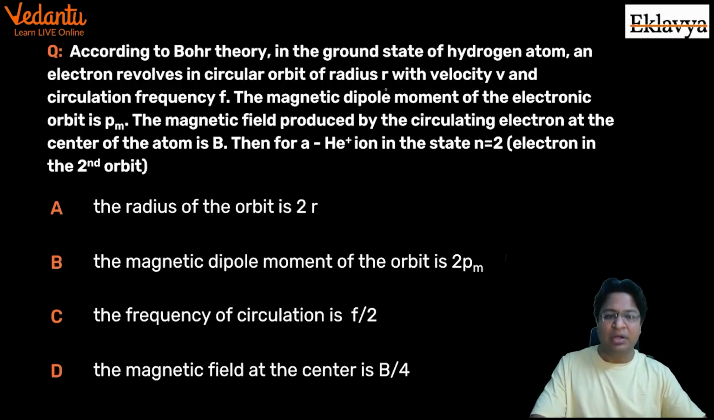All right, and if you are trying to calculate the magnetic dipole moment, it is said to be P. So magnetic dipole moment is actually only dependent on the orbit number. This is again a part of theory. So it is n times the Bohr magneton. So it only depends on the orbit number.